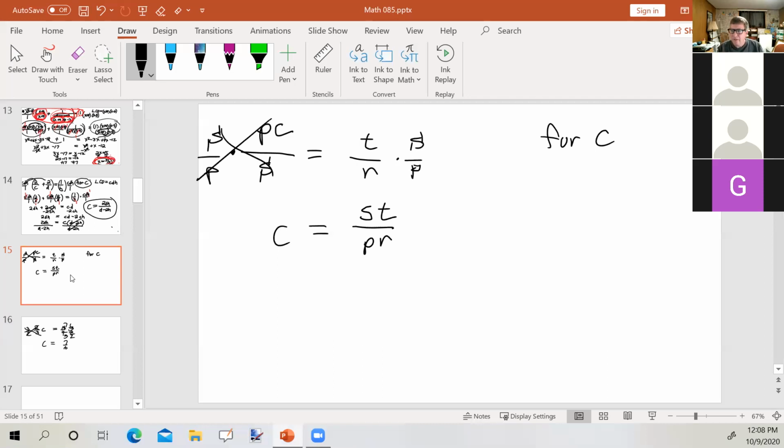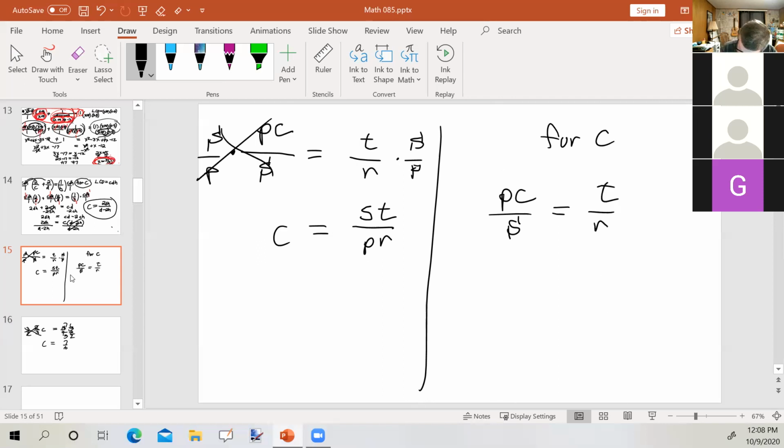Okay. Now, I'm going to go back and do the same problem in 2 steps just to show you that, yeah, you don't have to do it in just 1 step. But if you can see that, why not? So here's the 2-step method. PC over S equals T over R. So we'd clear the fraction, which I suppose we could do by multiplying both sides by SR.